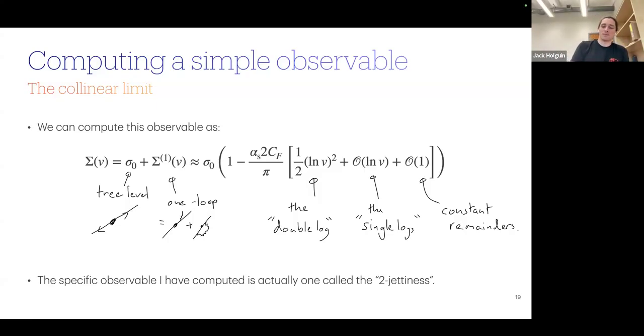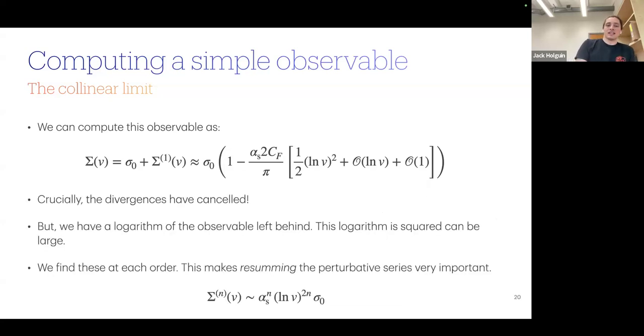And now what's the problem here? The problem is that these logarithms are actually very large. If we wanted to use this observable to tag that there were two jets in the event, we need our cone around the jets to be quite small. So this tau value could be, say, 0.1, could be 0.001 in the process we're interested in. So the logarithm could be a factor of 10.